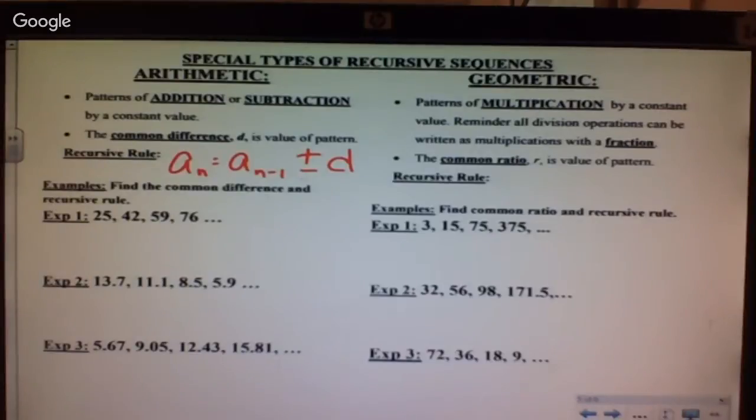So if you look at example 1, I'm telling you that it's arithmetic, which means that you need to add or subtract to get my next number. What am I adding or subtracting each time here?